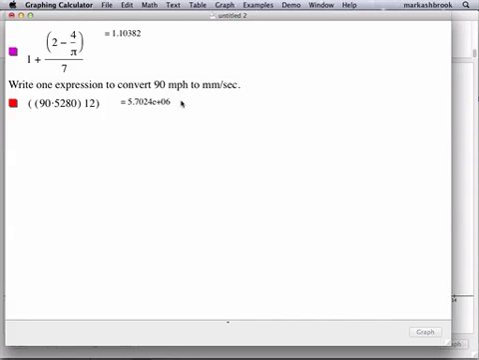90 is miles per hour. 90 times 5,280 in that first set of parentheses, that's feet per hour. Now what's this? Inches per hour. Okay, keep going like this. Just one thing at a time.